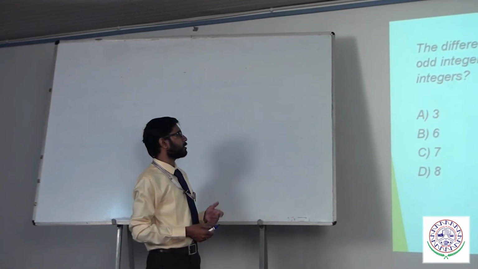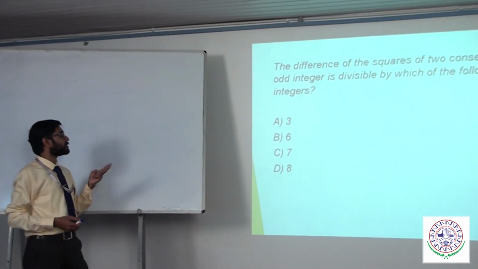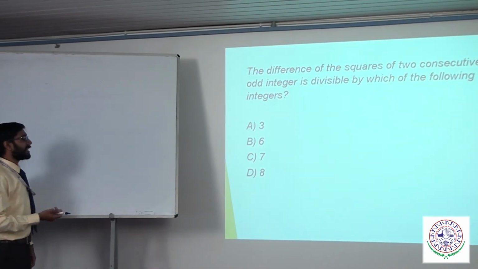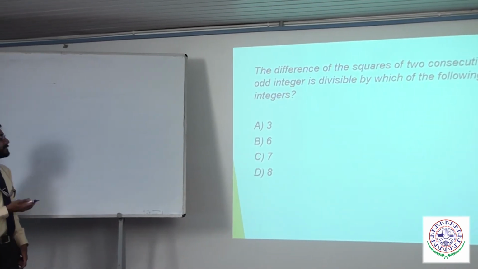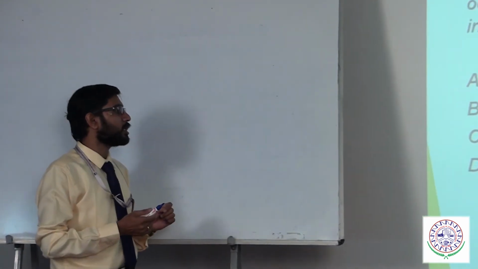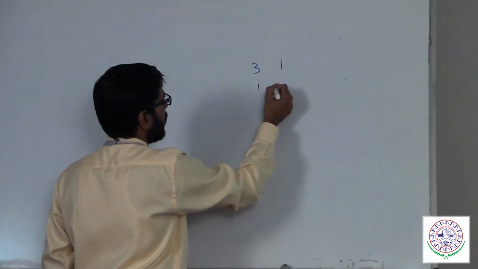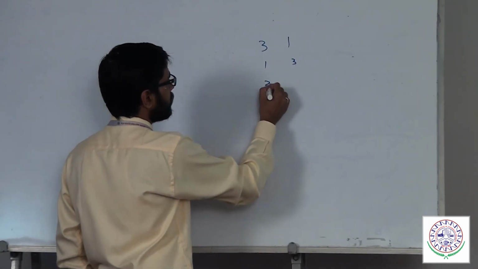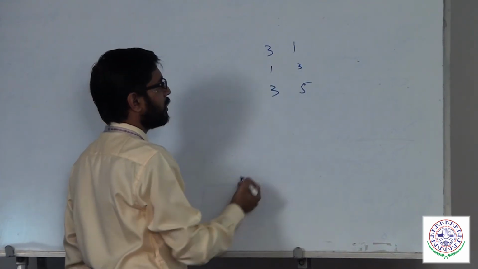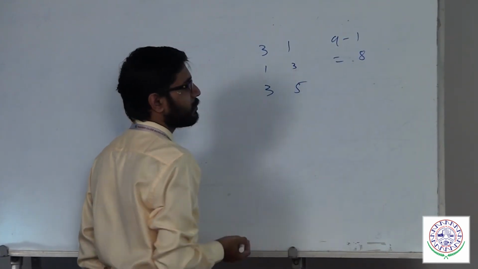This is a very common question that will be asked: the difference of the squares of two consecutive odd integers. If you take any two consecutive odd integers, you can easily get it. There is no hard and fast rule or formula for this. You can take the numbers, for example, 3 and 1, or 3 and 5. If you take 3 and 1, 3 square is 9 minus 1 is 8. So 8 is divisible by 8.